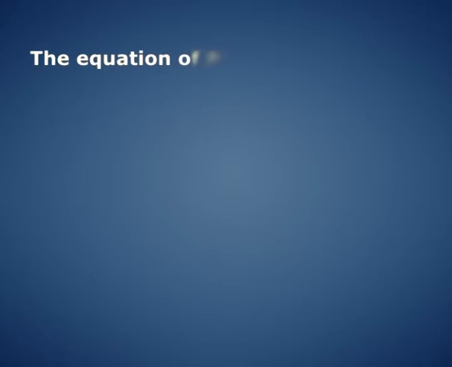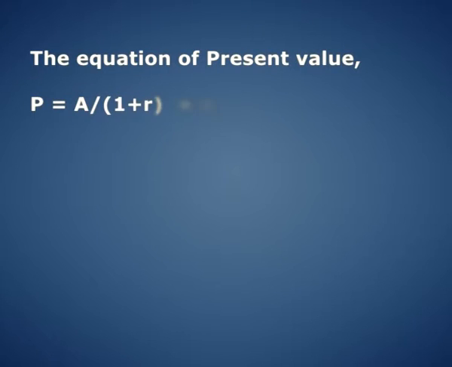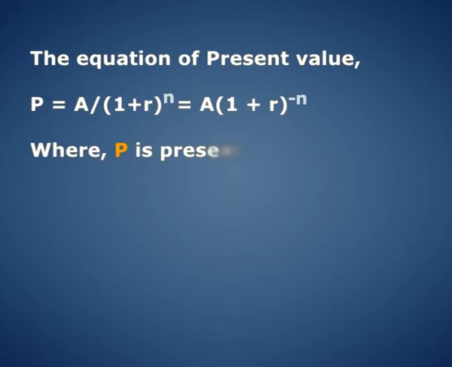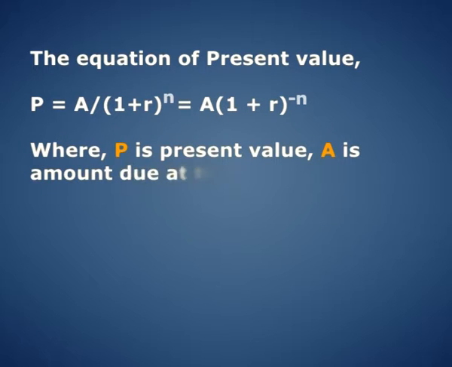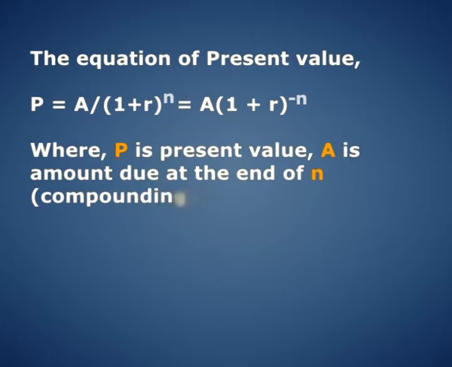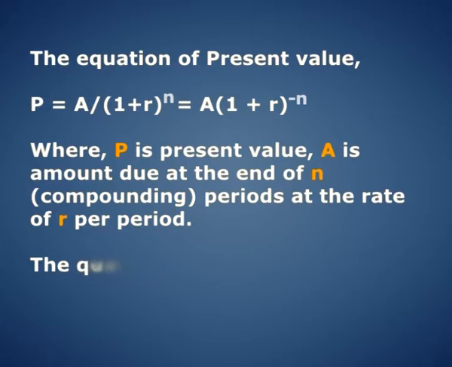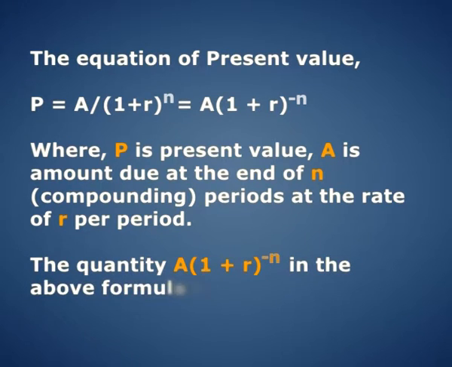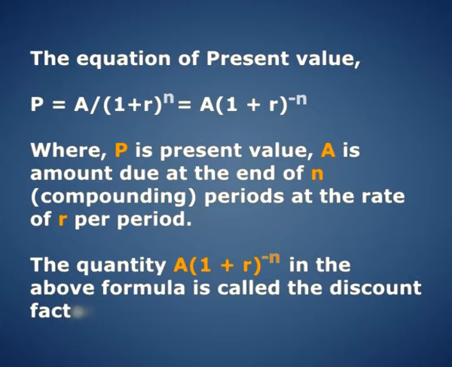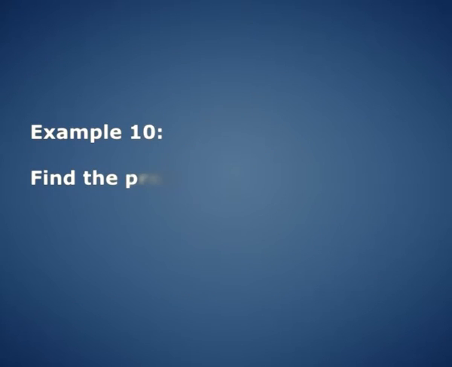The equation of present value is P is equal to A by (1 plus R) to the power N. So that is equal to A into (1 plus R) to the power minus N. So where P is the present value, A is the amount due at the end of n compounding periods at the rate of R per period. So the quantity (1 plus R) to the power minus N in the above formula is called the discount factor. That brings us to another example.